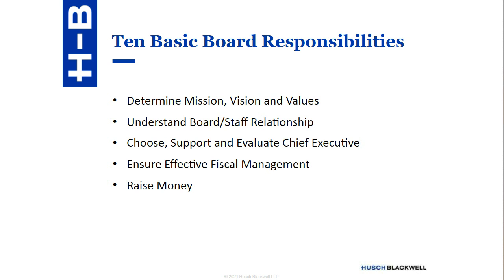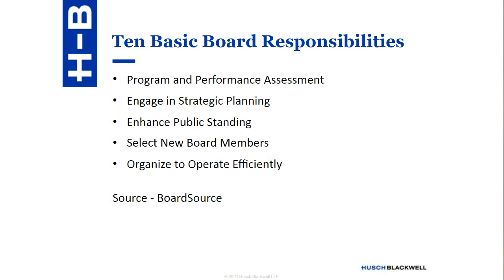Determine the mission, vision, and values. Understand the board and staff relationship, the right balance between being a rubber stamp and being a micromanaging board. Choose, support, and evaluate the chief executive, and we'll talk a lot more about that later. Ensure effective fiscal management and raise money, the lifeblood of many organizations. Engage in program and performance assessment, both the performance of the organization, and the board.